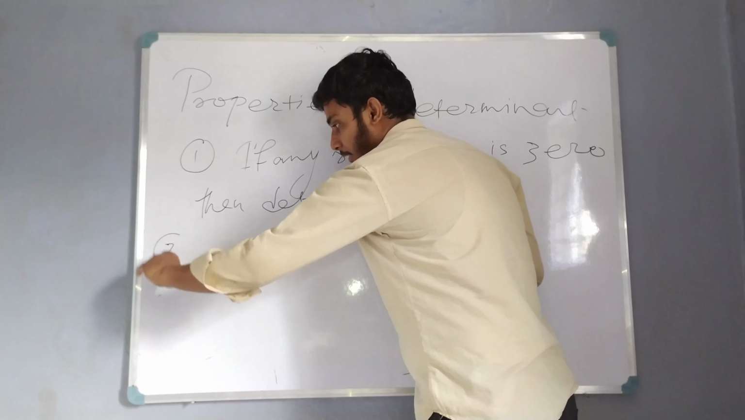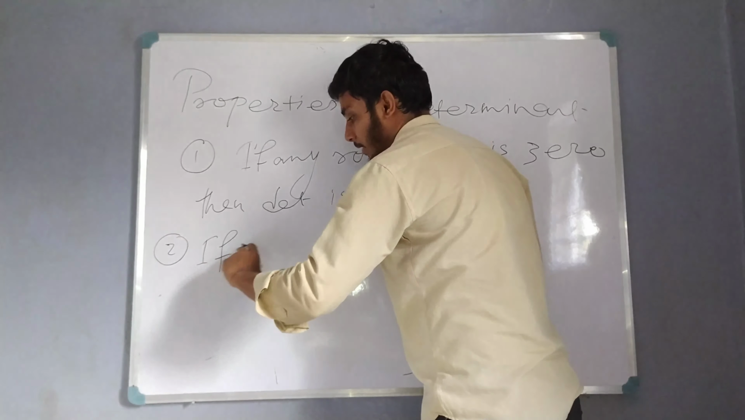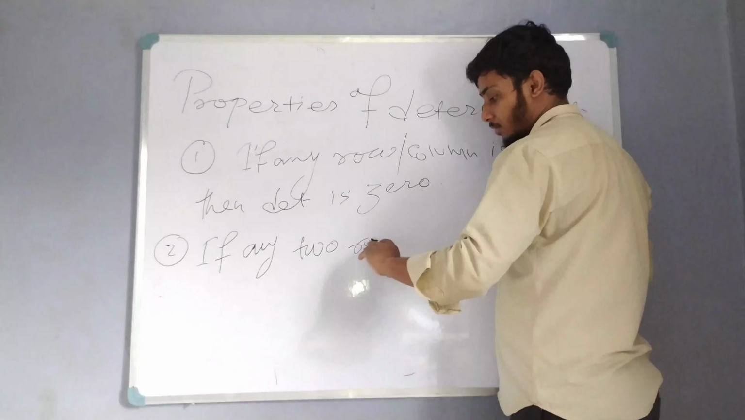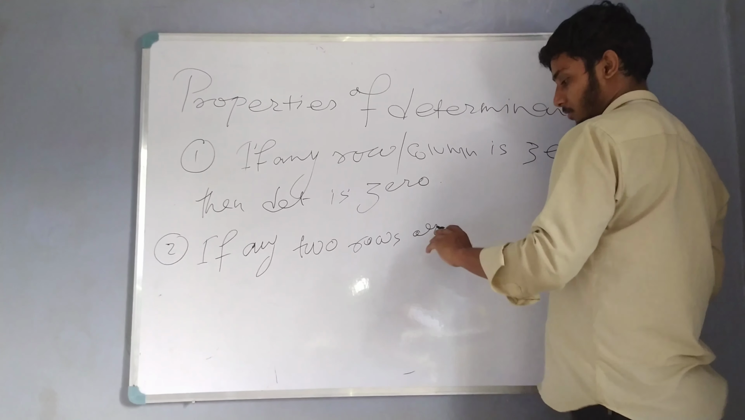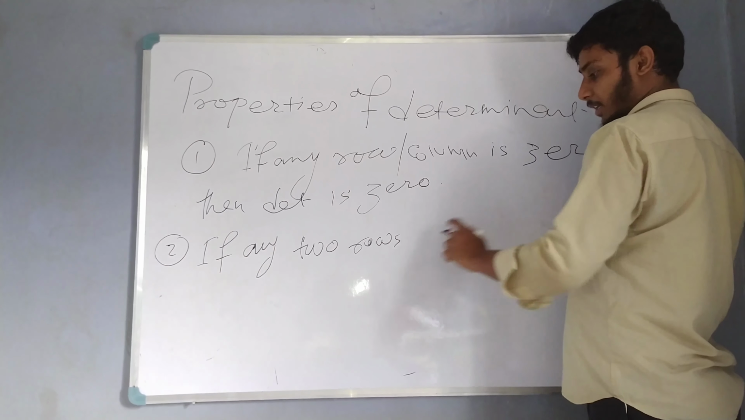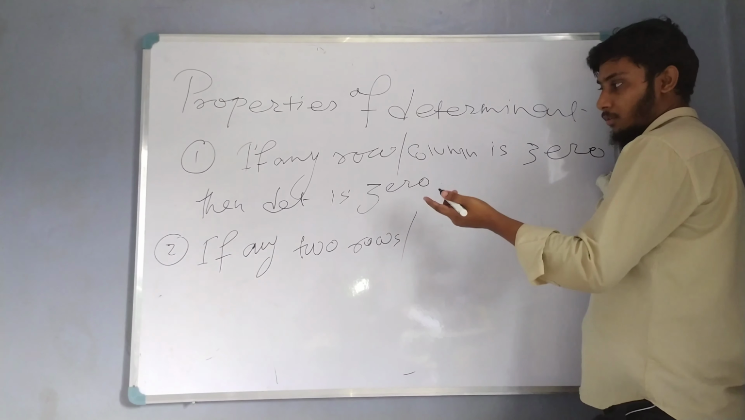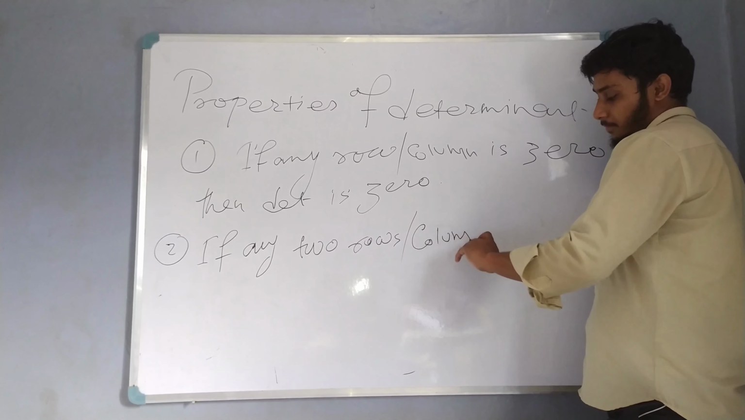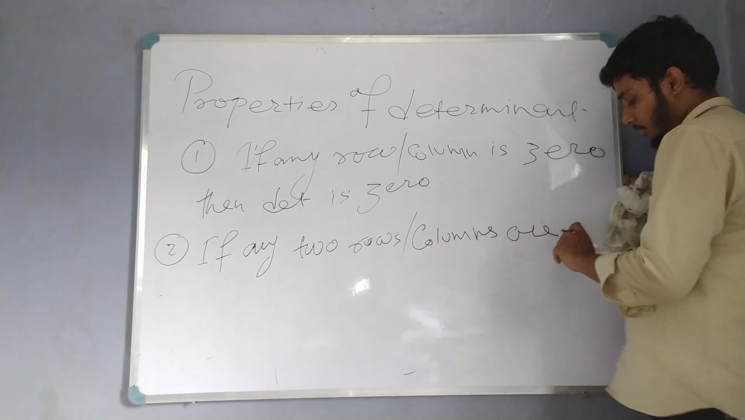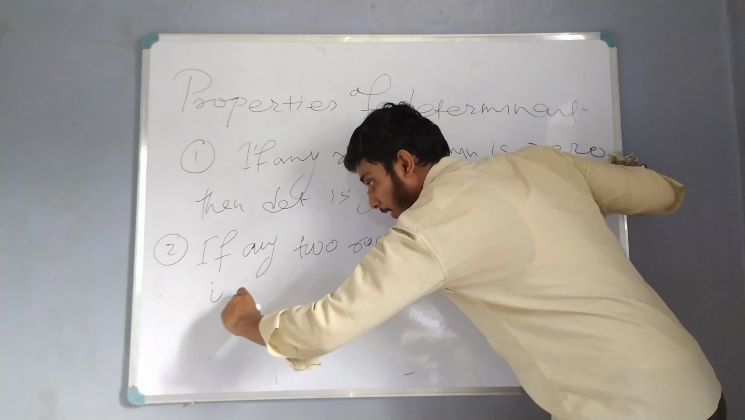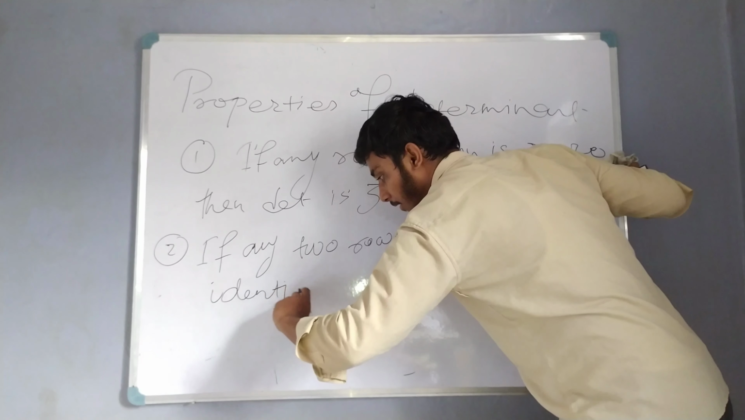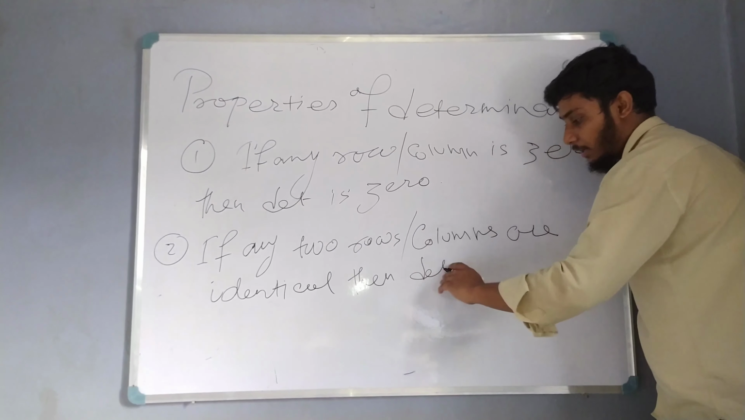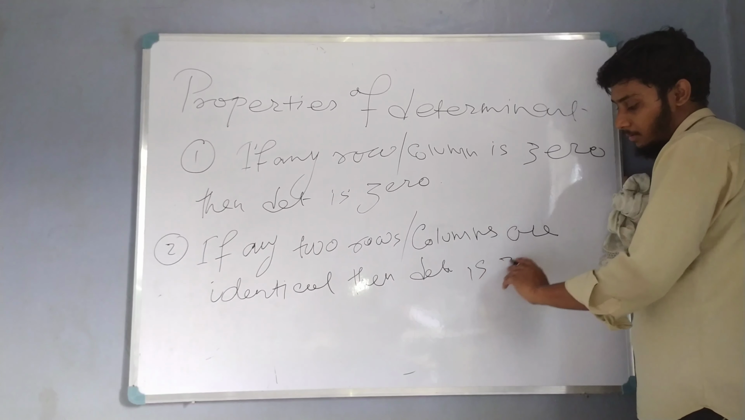The property number 2 is, if any two rows, and the property which is valid for rows is also valid for columns, so if any two rows or columns are identical, then det is 0.